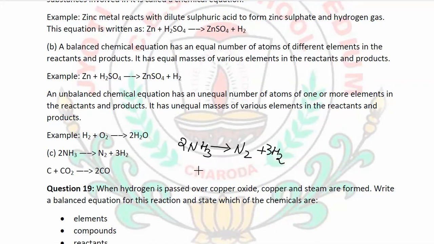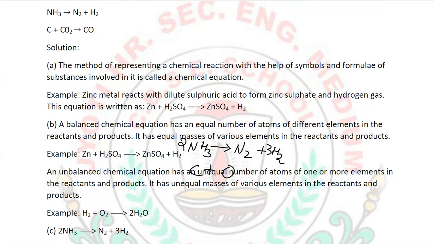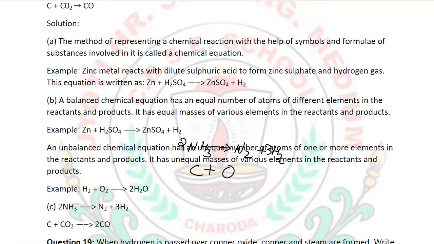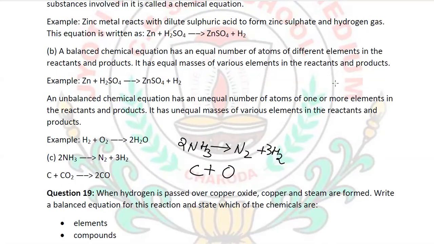Okay, here also C plus CO2. This was the question. C plus CO2 gives CO. Okay, C plus CO2 gives CO. So here what will happen? C plus CO2 gives CO.